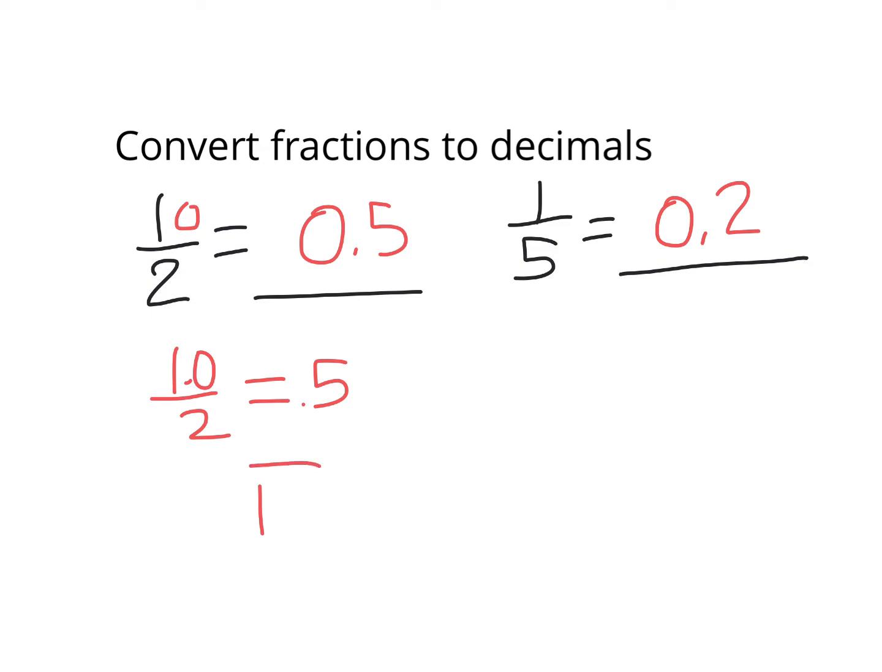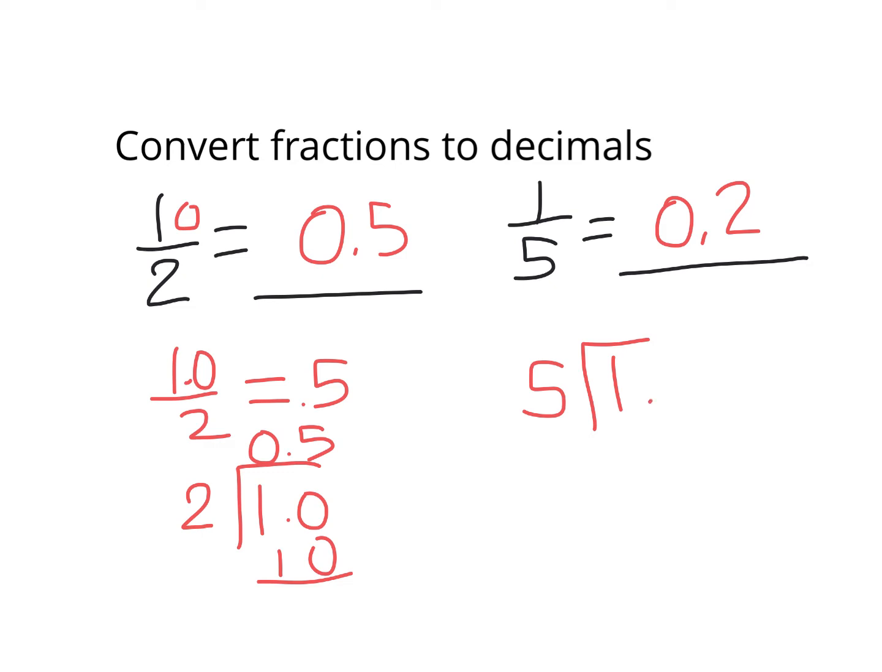What you could do is take 1 and divide it by 2. And then you say, well, 2 doesn't go into 1, but 2 goes into 10 5 times. 5 times 2 is 10. So therefore, 1/2 is 0.5. 1/5, you would do the same thing. 1 divided by 5, and then you add your 0.0. 5 doesn't go into 1, but 5 goes into 10 2 times. 2 times 5 is 10. And so the answer is 0.2.